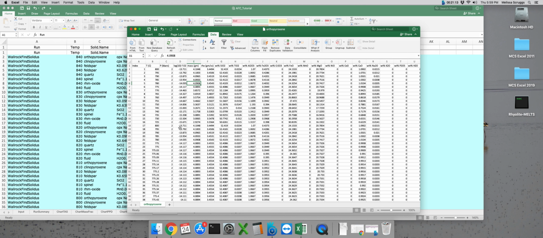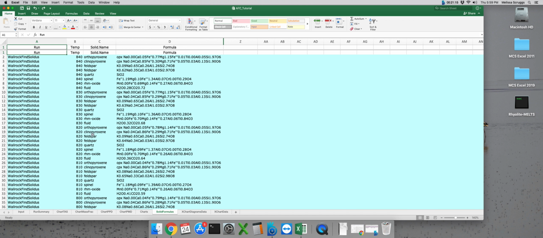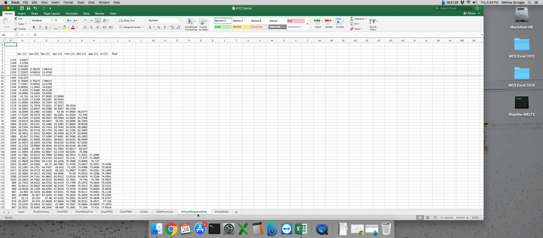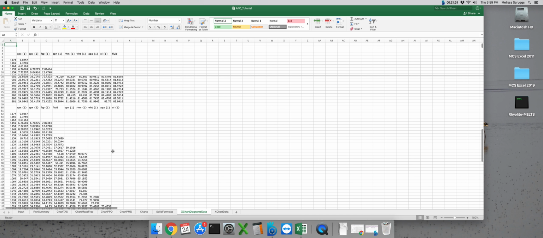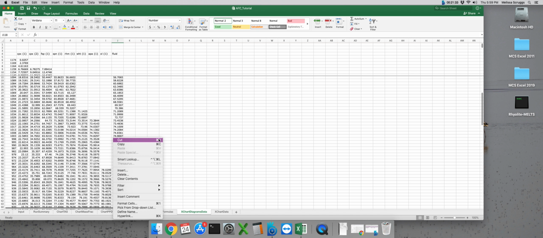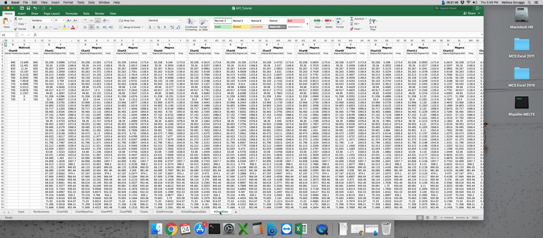The final two tabs contain raw data that the MCS uses to generate the charts in the previous tabs. So we've made the raw data easily accessible just in case you'd like to make your own diagrams. The X chart diagrams data tab contains the data we use to make the mineral proportion diagrams. And then the X chart data tab contains the raw data used to make the major oxide variation diagrams.